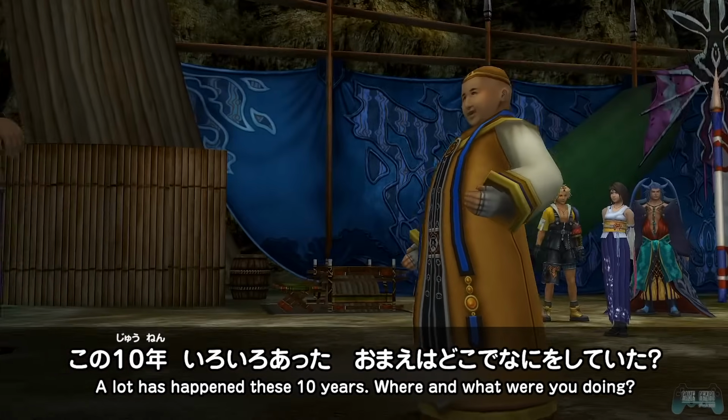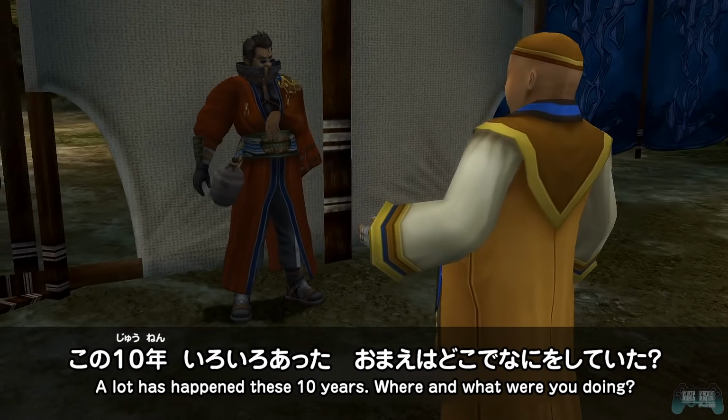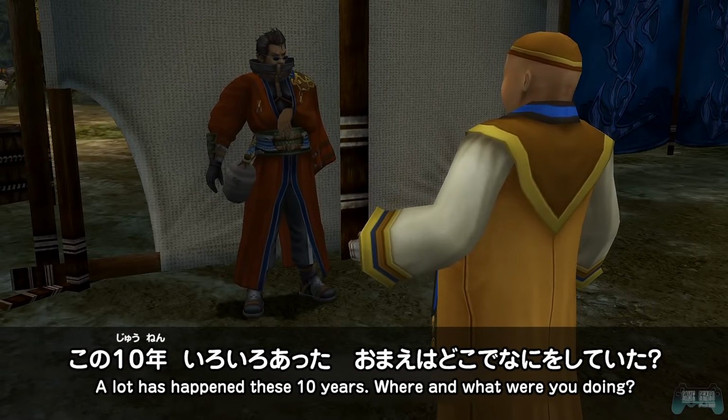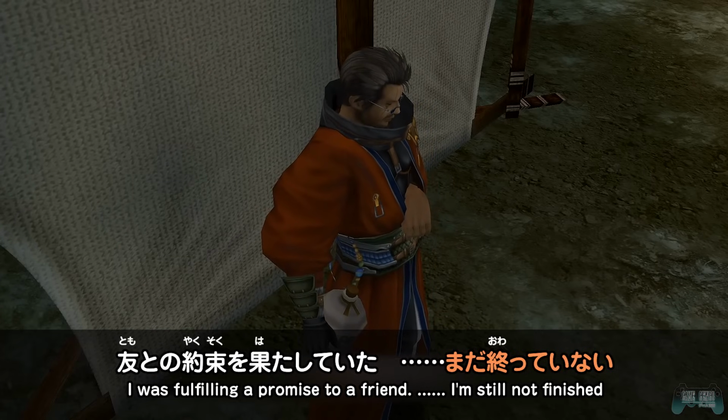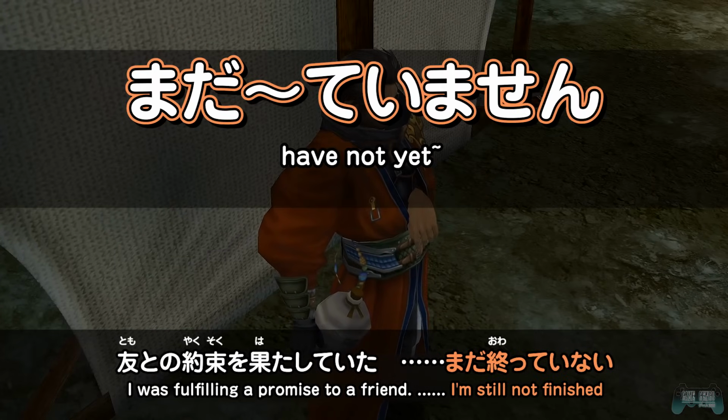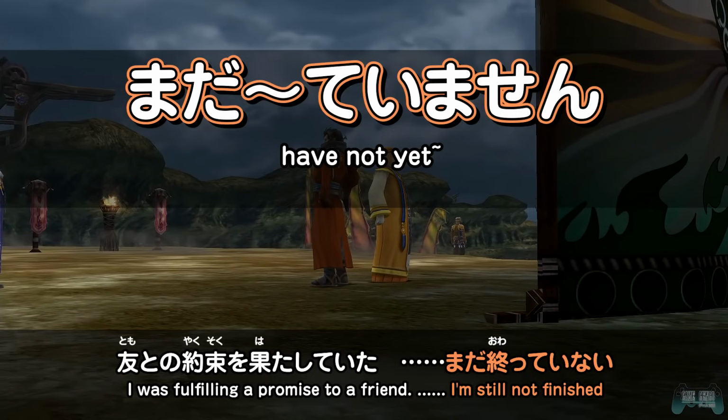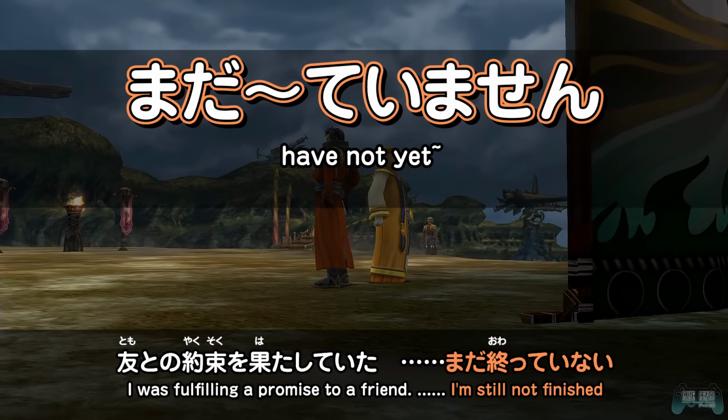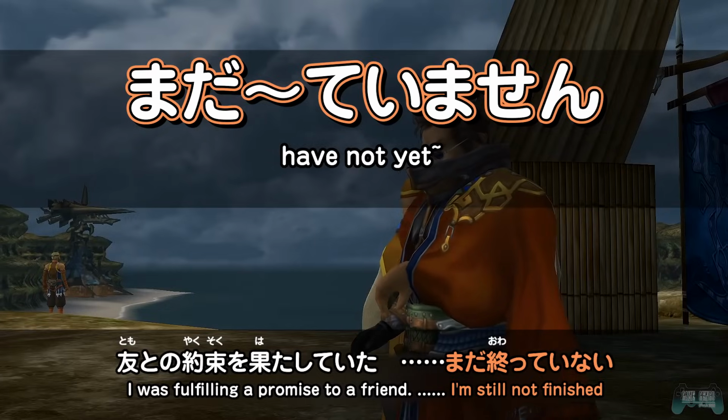この10年いろいろあった。お前はどこで何をしていた？ 友との約束を果たしていた。まだ終わっていない。 Mada teimasen.